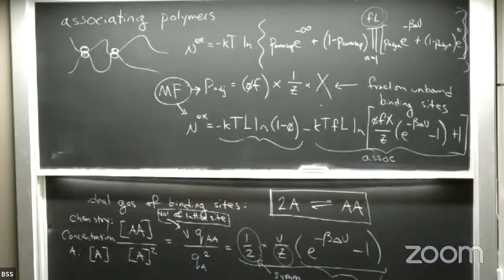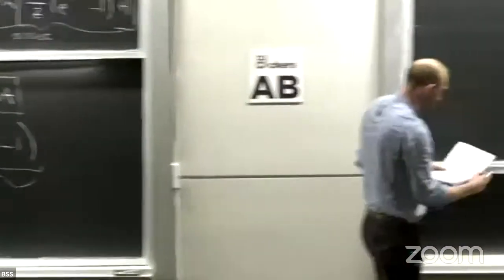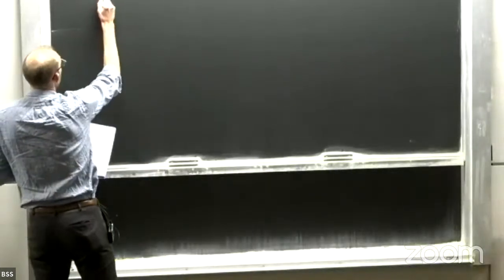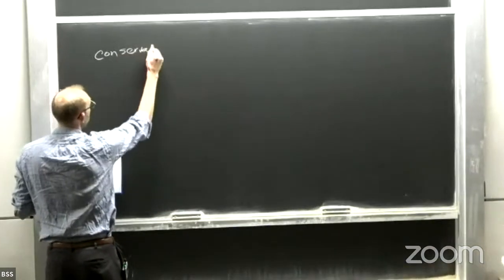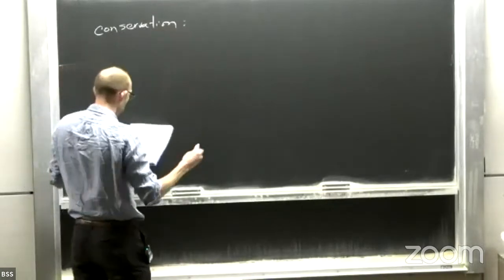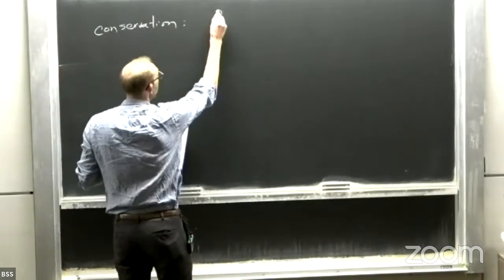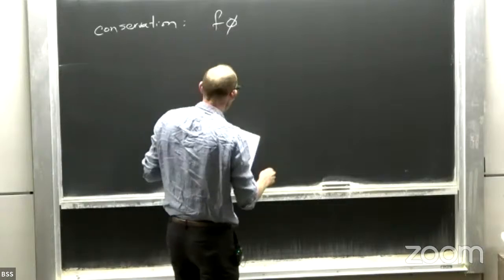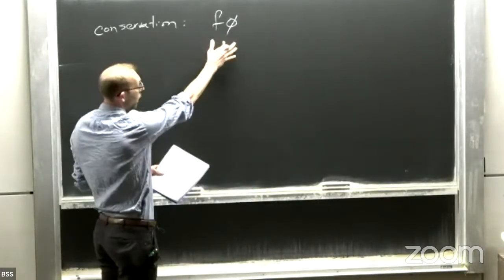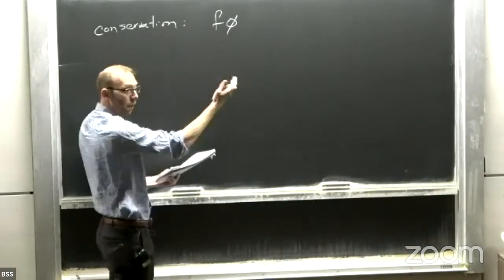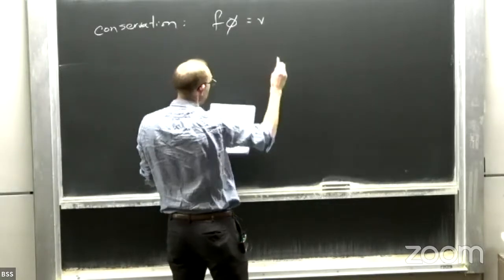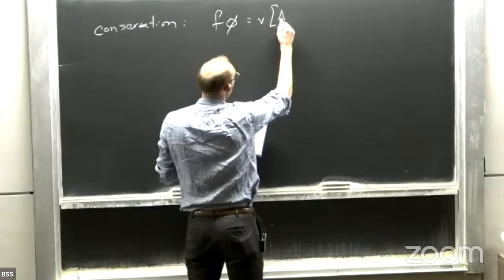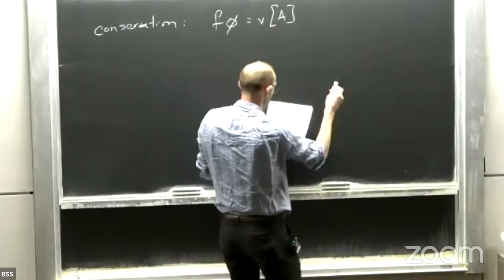Okay. So if we do that, then we can just write a conservation expression. Conservation of binding sites. We know that the total volume fraction of the system where we have binding sites must be related to these concentrations that we wrote down for different species.